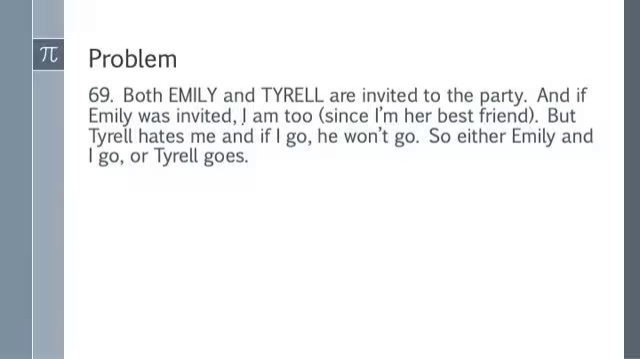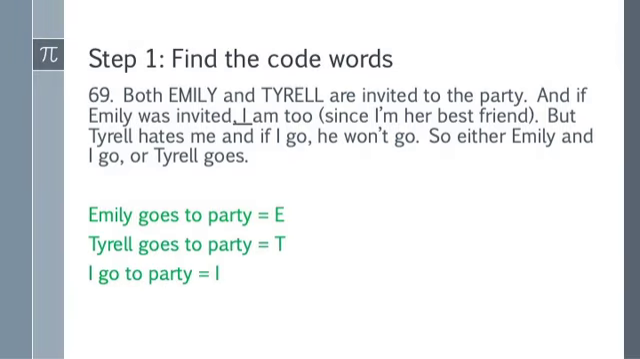Problem 69. Both Emily and Tyrell are invited to the party, and if Emily was invited, I am too, since I'm her best friend, but Tyrell hates me, and if I go, he won't go, so either Emily and I go or Tyrell goes. Step 1, find the code words.